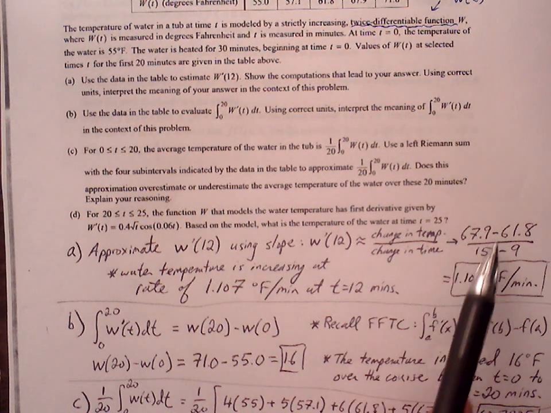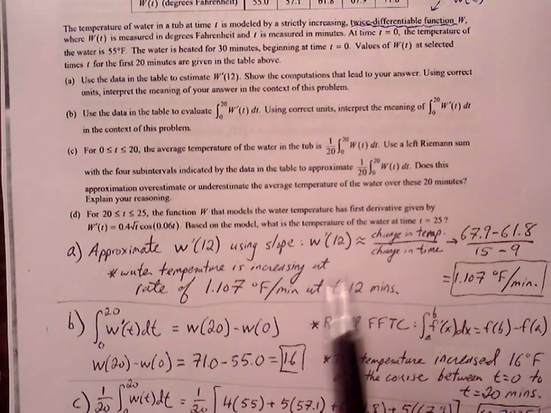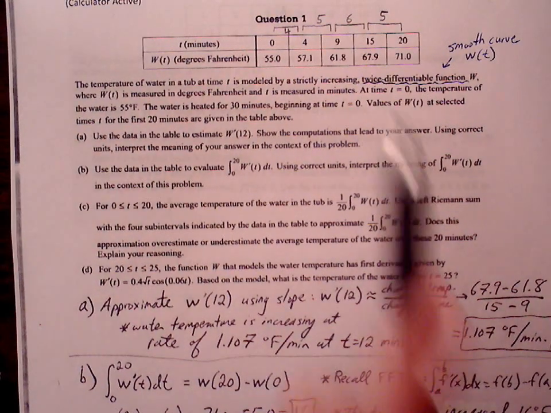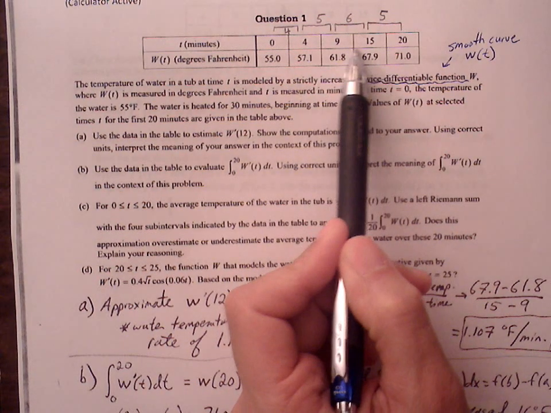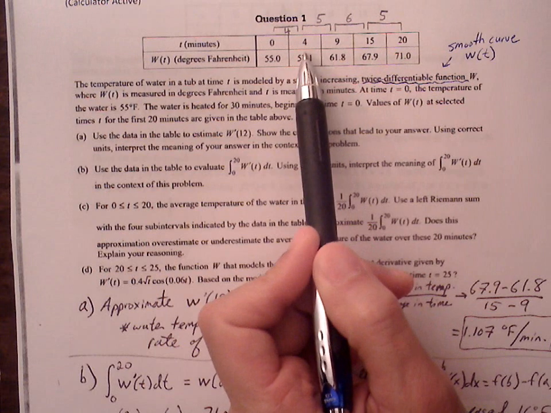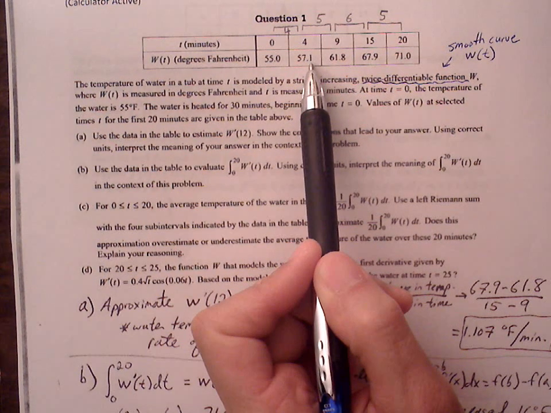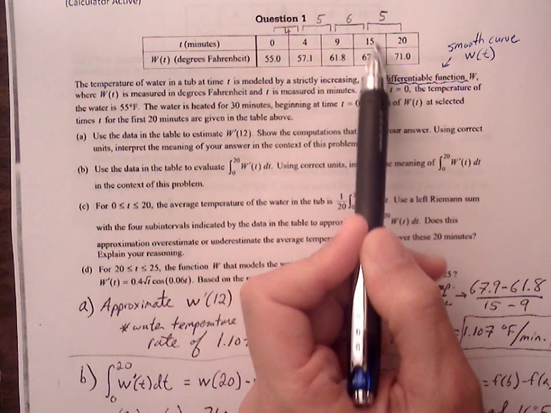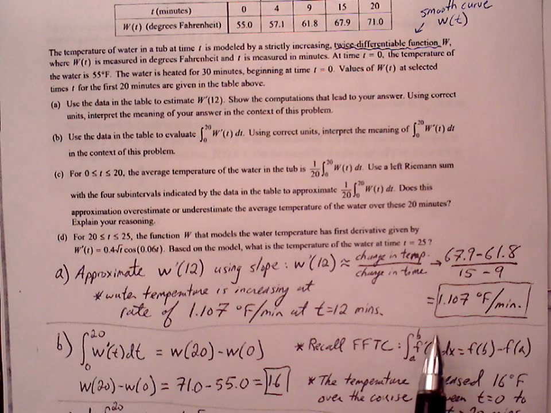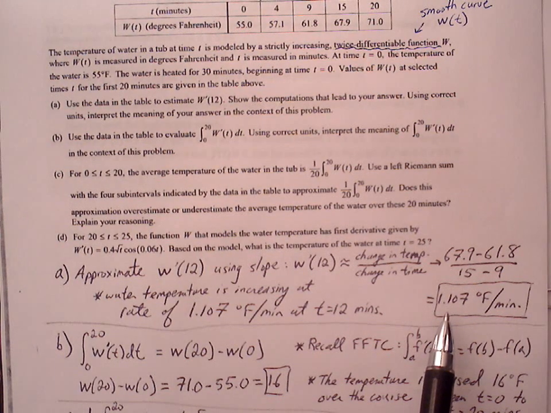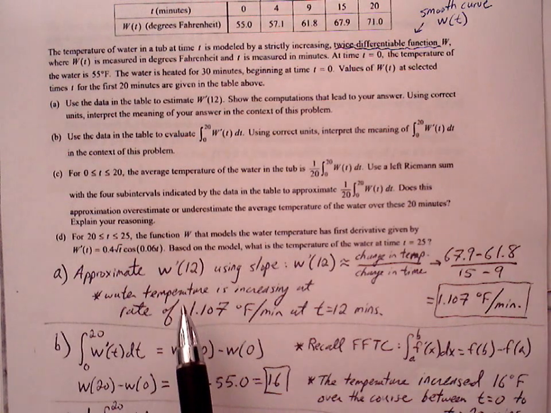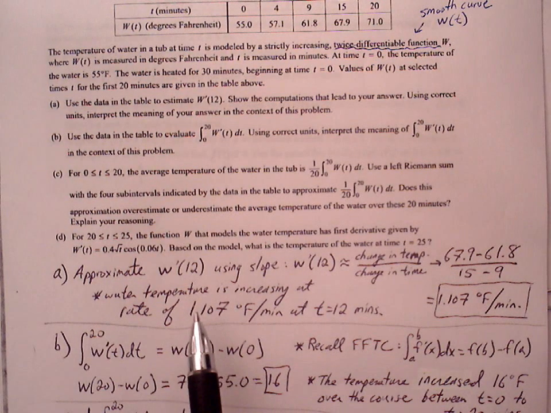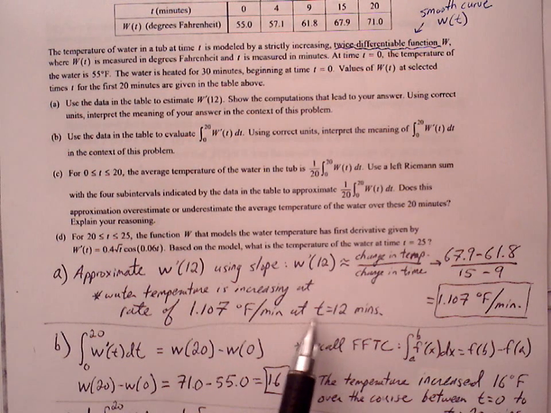And when we do change in temperature over change in time, between those time intervals of 5 and 9, and between 9 and 15, we definitely want to use these two ordered pairs because these are the ones that are closest to 12. If we use any other ordered pair, we're using an approximation that is not as good as the two that are closest to it. So our approximation is going to be 1.107 degrees Fahrenheit per minute, and this represents the fact that the water temperature is increasing at an approximated rate of about 1 degree Fahrenheit per minute at the 12th minute.